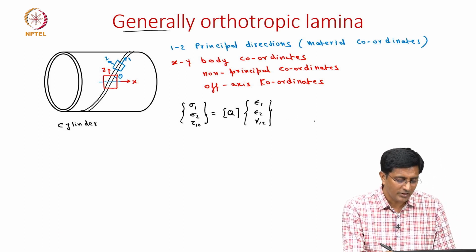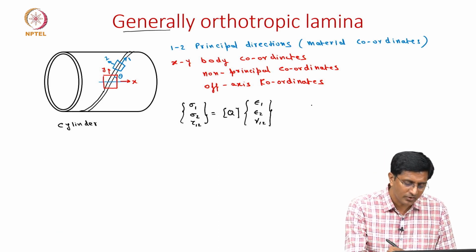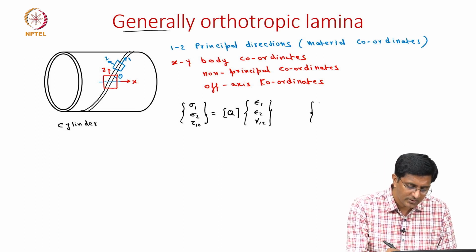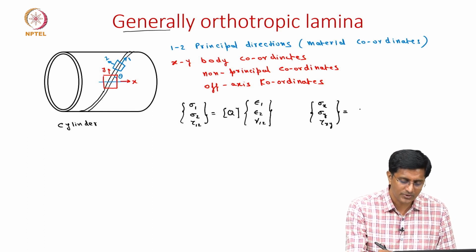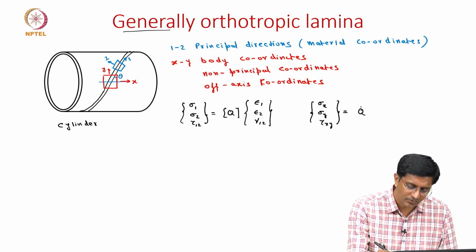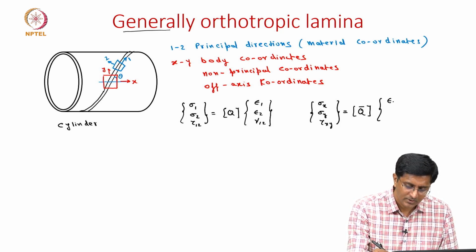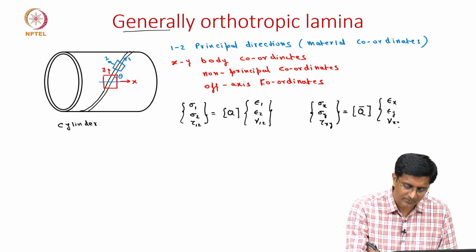Now when we try to write the same in the body coordinates, the notation we will use is: sigma x, sigma y and tau xy will be written in terms of the transformed stiffness matrix. We will represent that with a Q with a bar, times epsilon x, epsilon y and gamma xy.